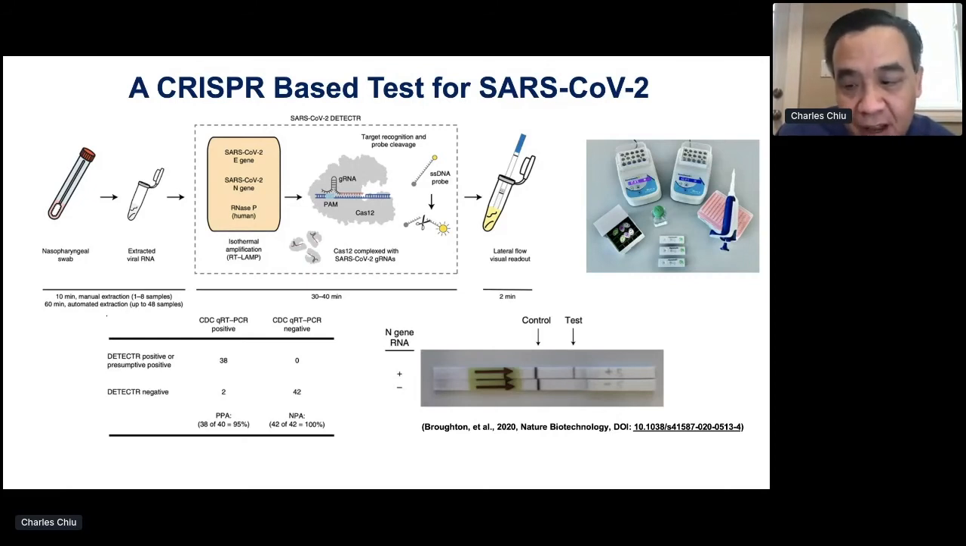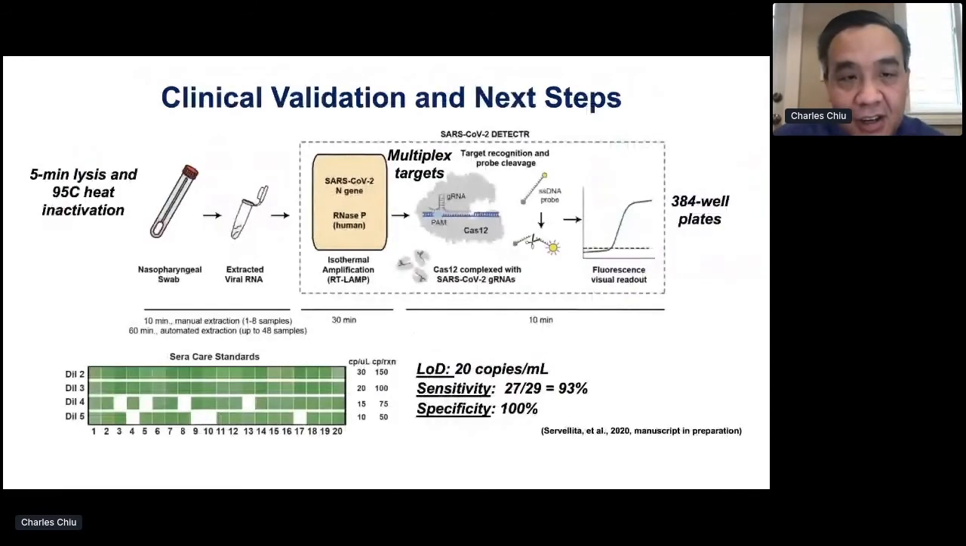Similarly, we're currently working on a similar test for enterovirus D68. We've now done clinical validation, and this is currently under evaluation at the FDA for EUA, emergency use authorization. The general idea is that we can diagnose the disease in principle within 30 minutes, and hopefully we can do the same with enterovirus D68.